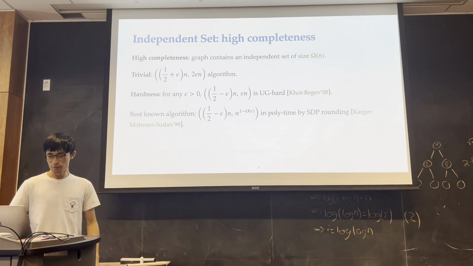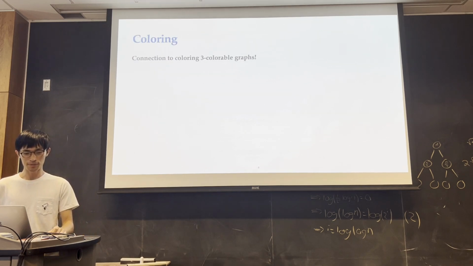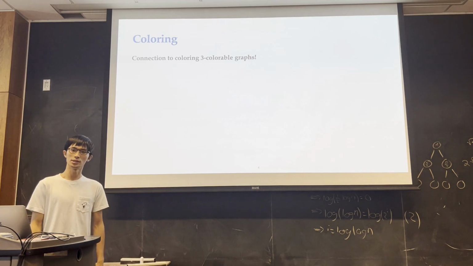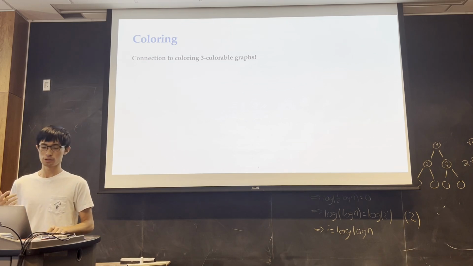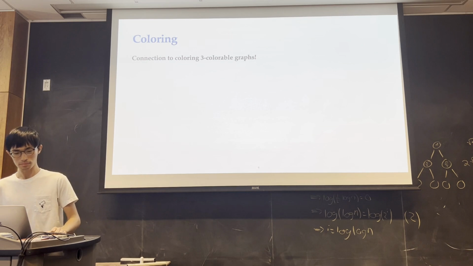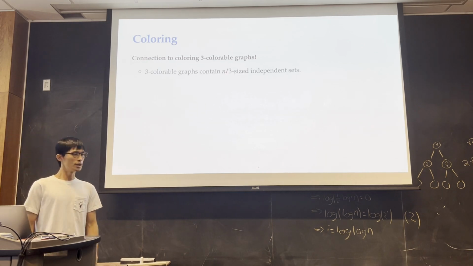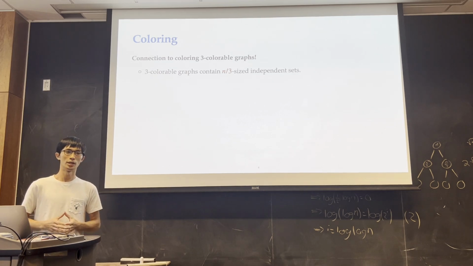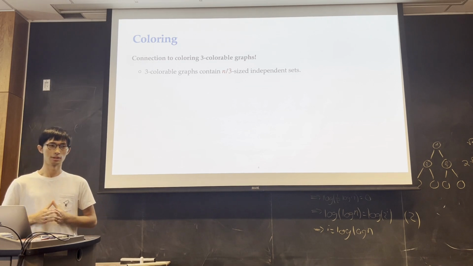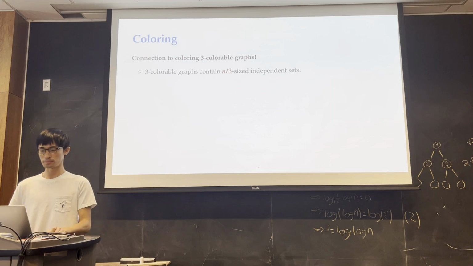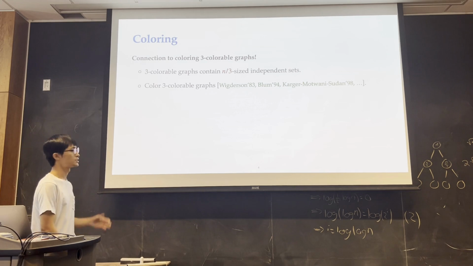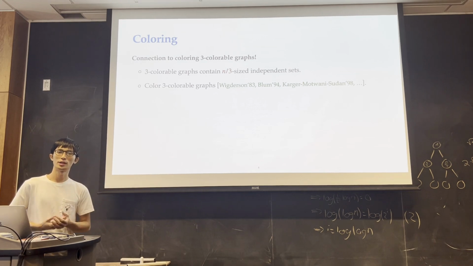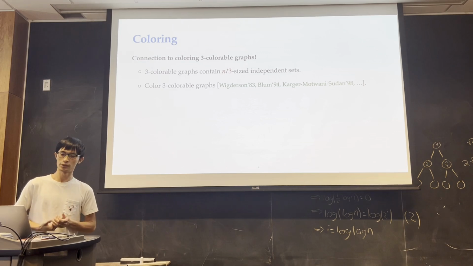Okay, so before I go on, let me explain why we even care about the high completeness case. Among many reasons, one main reason is that it has a close connection to coloring 3-colorable graphs. So, simple observation, a 3-colorable graph always contains an n over 3 size independent set. So this is automatically in the high completeness regime. And this problem has been studied in a long line of work. This problem is basically, given a 3-colorable graph, you color the graph with as few colors as possible.